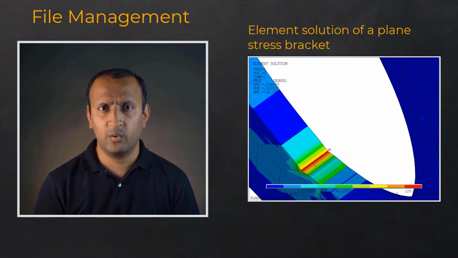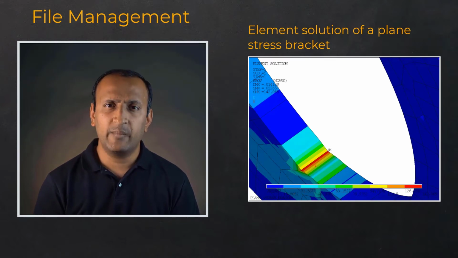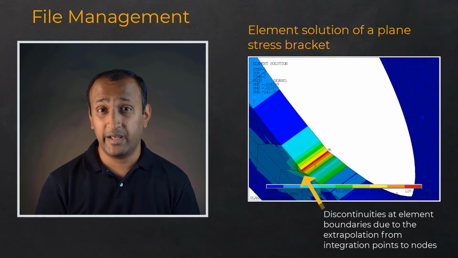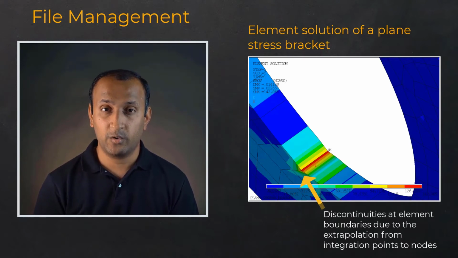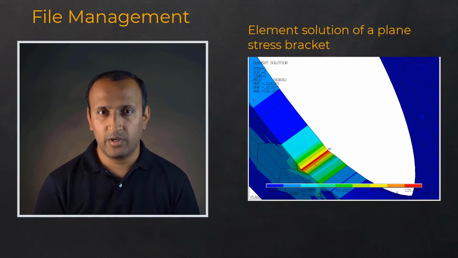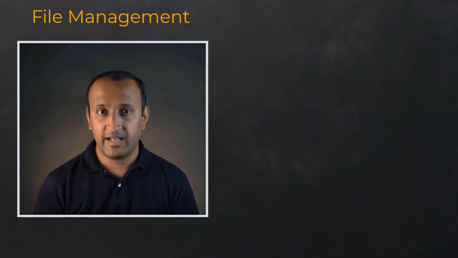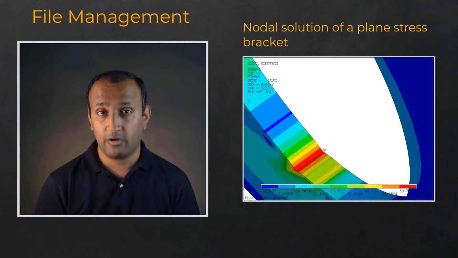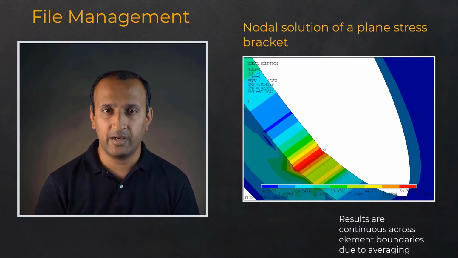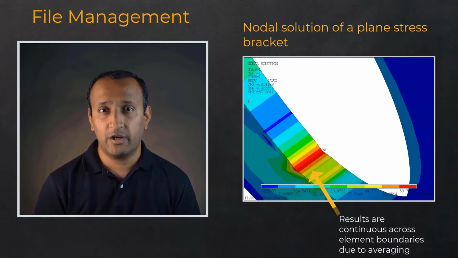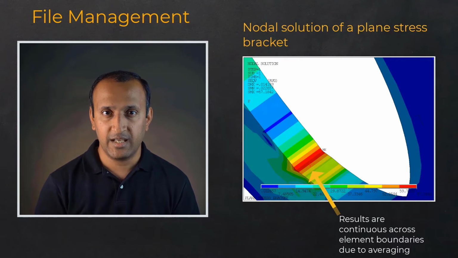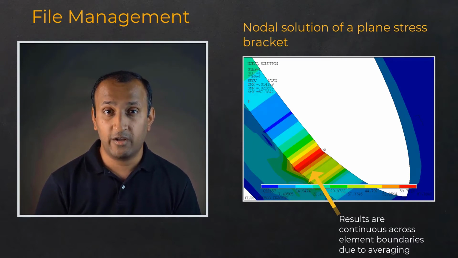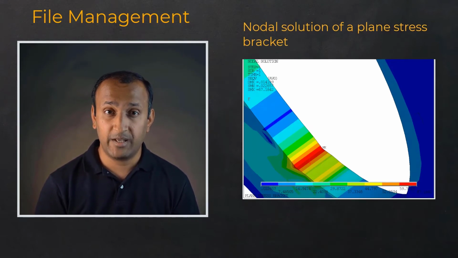Derived data are also known as element solution data and are typically discontinuous at element boundaries due to the extrapolation from integration points to nodes. When the derived output is averaged at the nodes, they are referenced as nodal solution data. Such averaged values or nodal solution are lower in magnitude but continuous across element boundaries due to averaging. The choice of reporting derived solution quantities as unaveraged element solution or averaged nodal solution may be based on your application or a matter of personal preference.